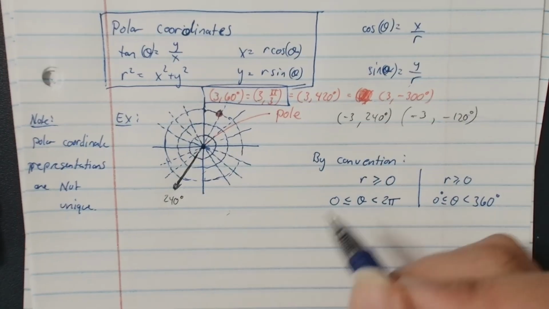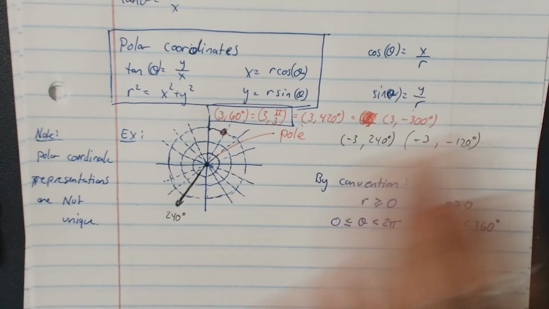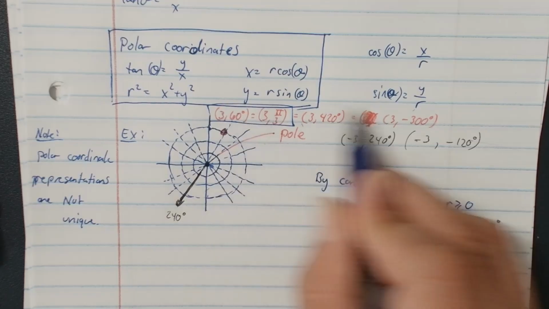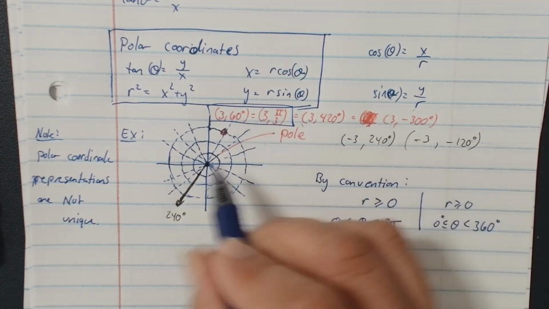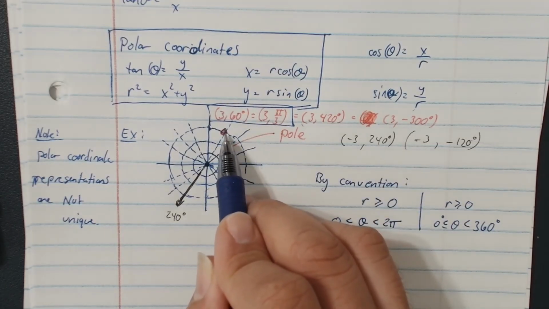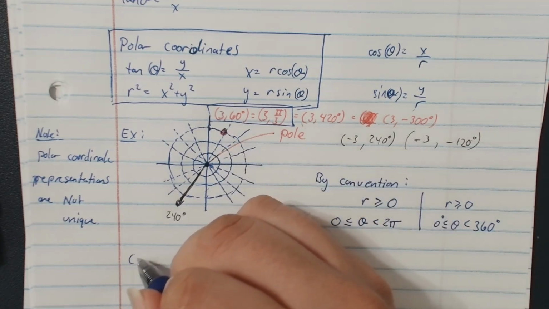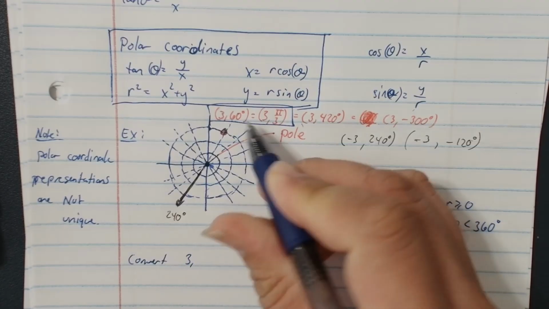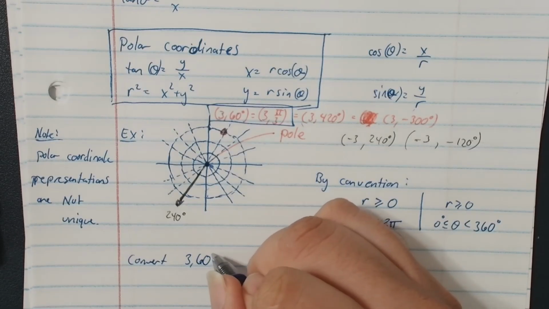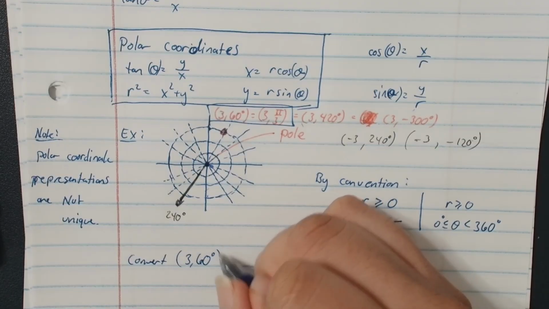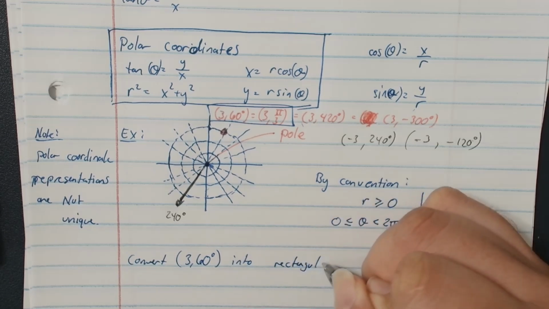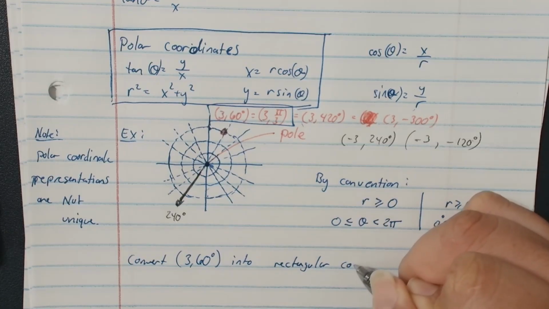Okay, now with all that said, let's get to an actual computational question. Our question here is, this point, regardless of which way you've written it, could also be written in xy coordinates. The question is, convert 3 comma, and I'll use the degrees, 3 comma 60 degrees into rectangular coordinates. That is to say, on the xy plane.